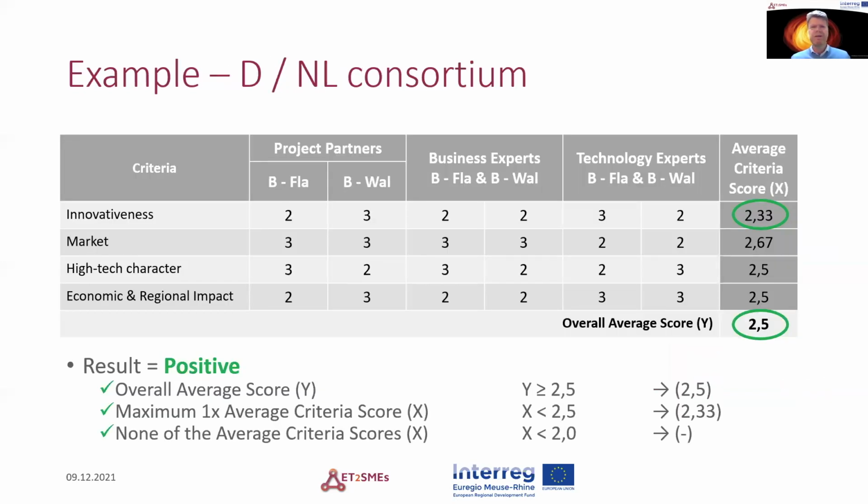Now, I want to finish with an example on the scores. Going back to the example of the Dutch-German consortium, you see the scores here of the project partners, the business experts and the technology experts in Flanders and Wallonia. On the right side, you will see the scores, and you will see that there's one score which is lower than 2.5, and that's okay, as long as it's 1. And the overall average score is 2.5. So this application meets the requirements and will be awarded the grant.